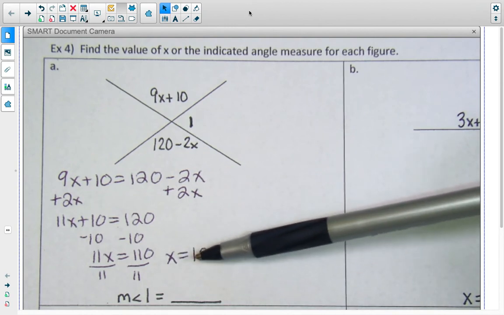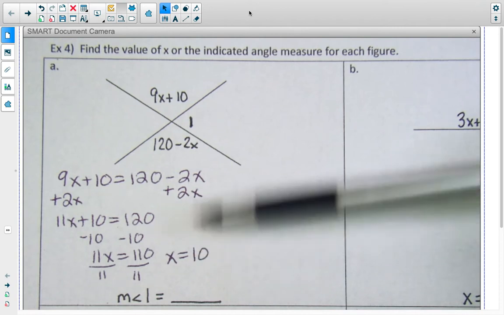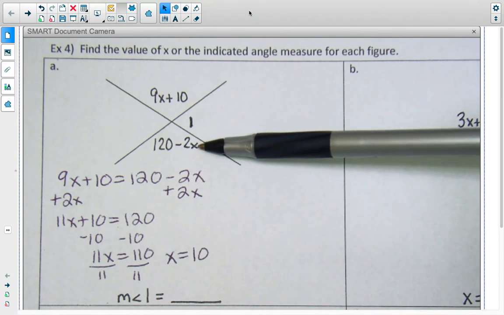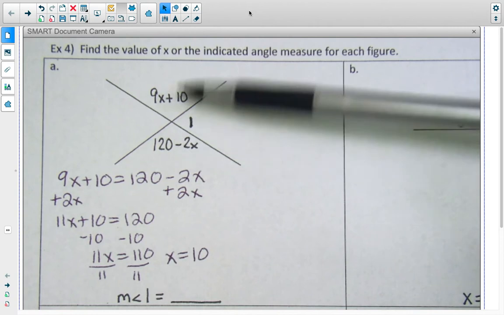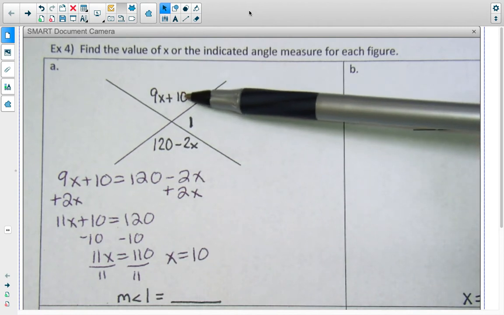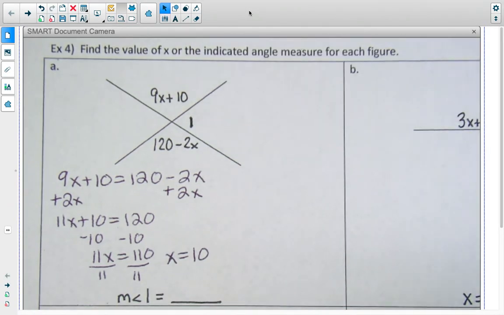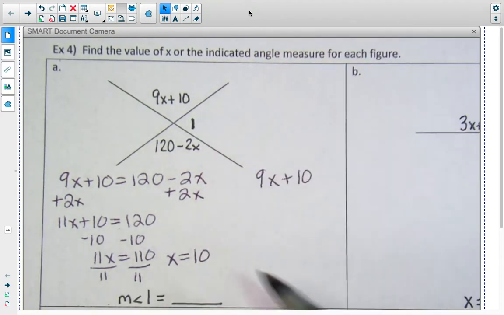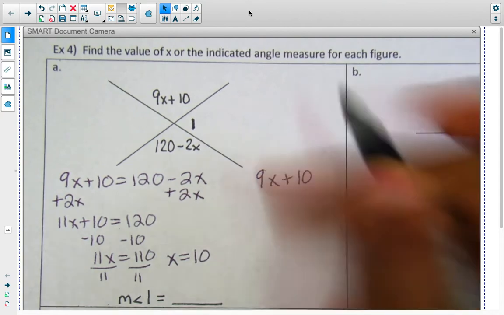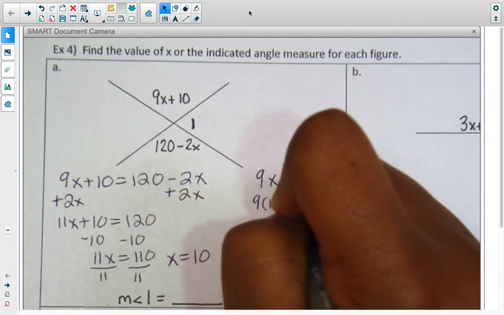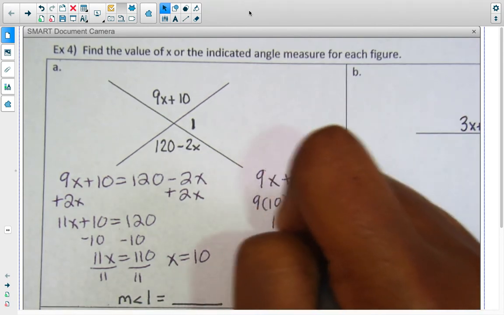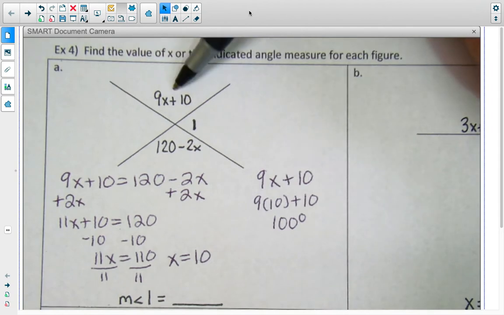Now I'm going to take this 10 and you could do one of 2 ways. You can substitute it into x here, or you can substitute it into x here. It makes no difference whatsoever because these angles are congruent. I'm going to use 9x plus 10 because the numbers are a little smaller, a little easier to work with. So we're going to plug in 10 where my x goes. So that's going to be 9 times 10 plus 10. Okay. This is going to give me 100. So I know that this angle is 100.